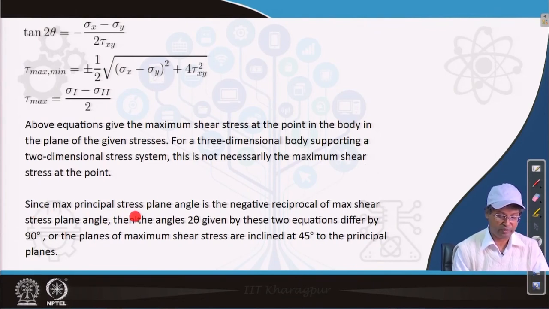Since the maximum principal stress plane angle is the negative reciprocal of the maximum shear stress angle, the angle 2 theta given by these two equations differs by 90 degrees. So, the planes of maximum shear stress are inclined at 45 degrees to the principal stress. In this case, I would like to give you a good problem.